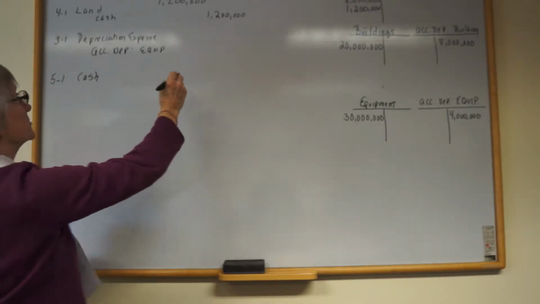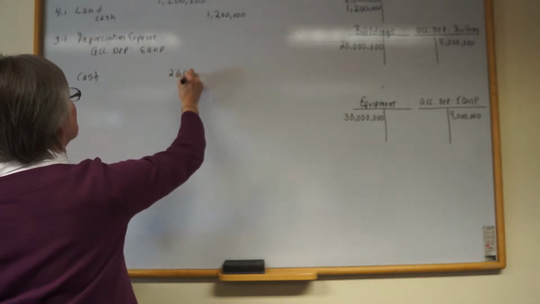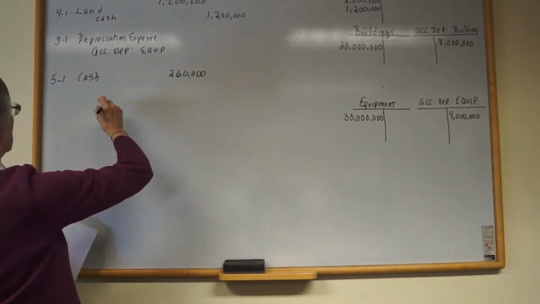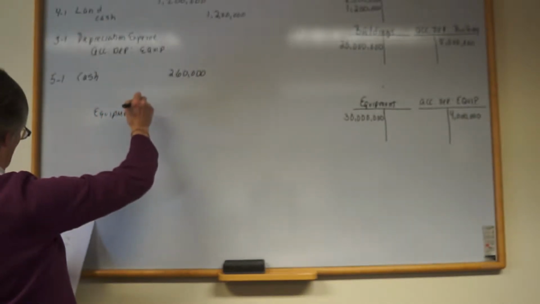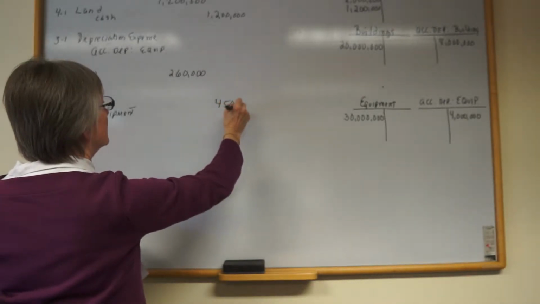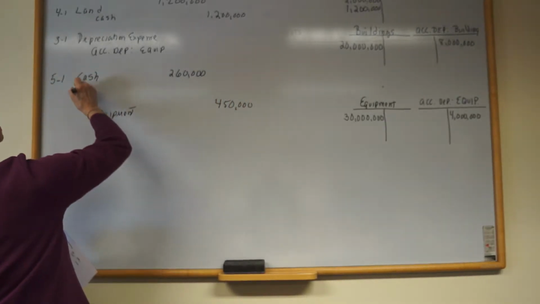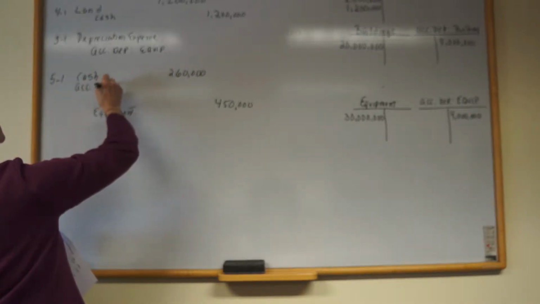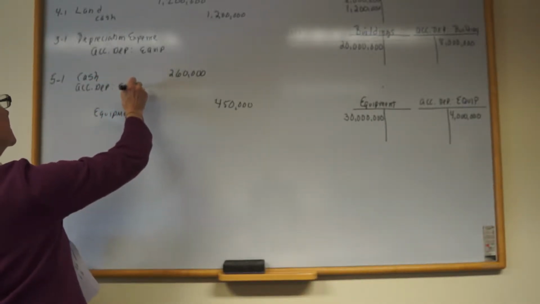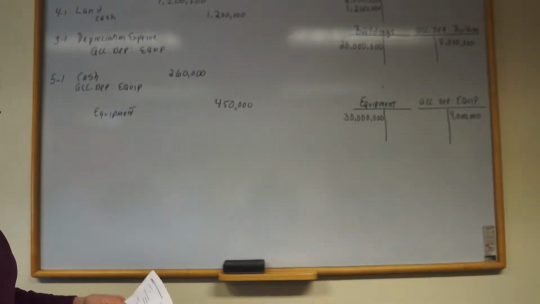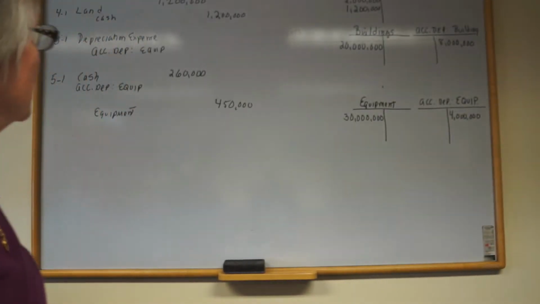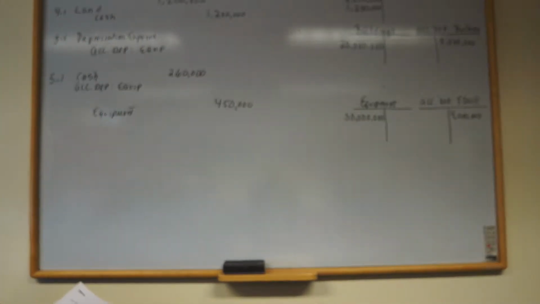And in the problem it tells us we got $260,000. And it tells us that the equipment that came off the books originally cost $450,000. Now, we know that the accumulated depreciation that goes with that equipment to date has to come off the books. And we know there will probably be a gain or a loss on the transaction. We don't know which yet, because the next thing we have to do is figure out the accumulated depreciation to date.